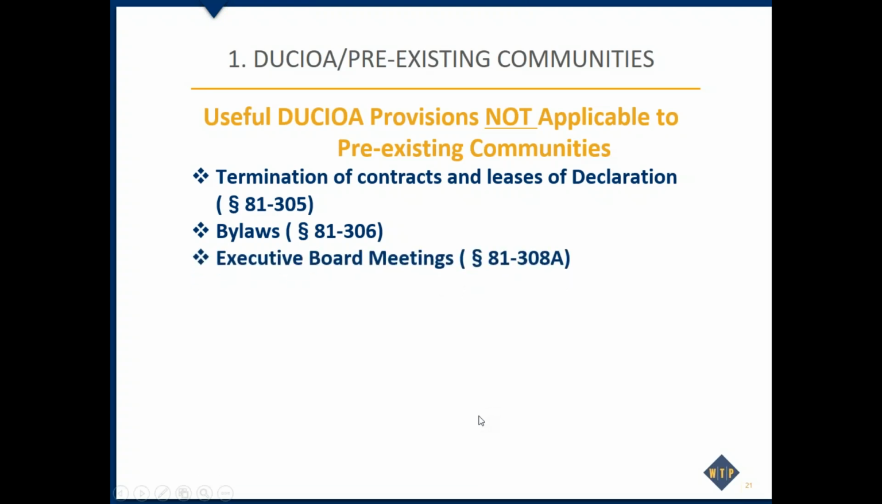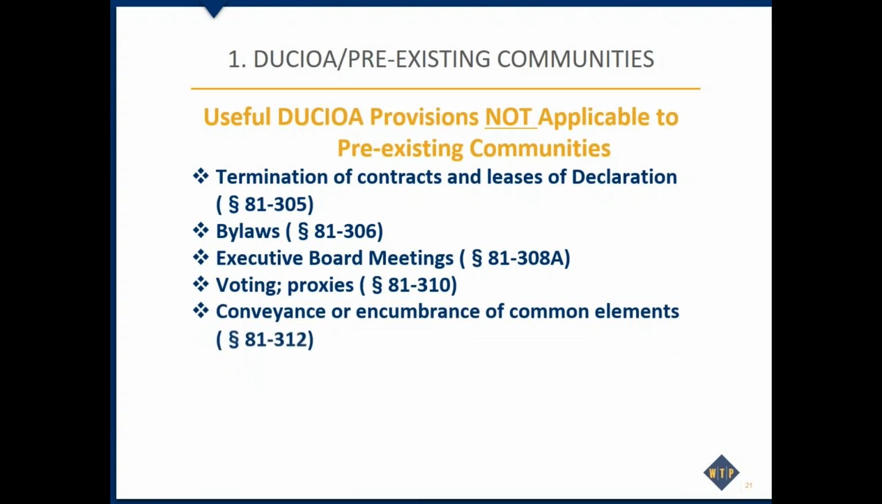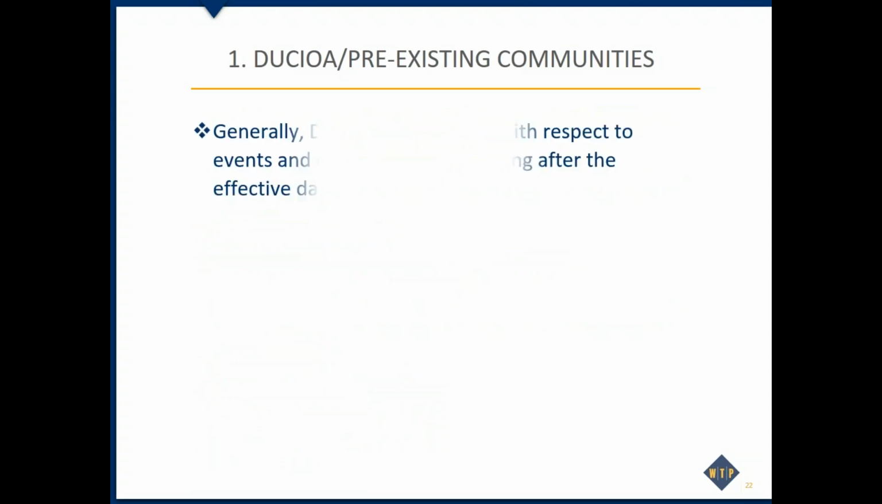308A is also a very useful provision. It talks about the executive board meetings, and we're going to talk about that in one of our top 5 today, a little bit. And the rest of this list, I can just put up there: the insurance, surplus fund, how you adopt rules. These are the kinds of things that the new statute creates, but it's not applicable on a go-backwards basis, okay? But let's talk a little bit about the application.